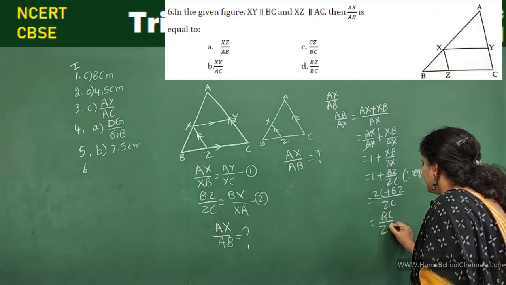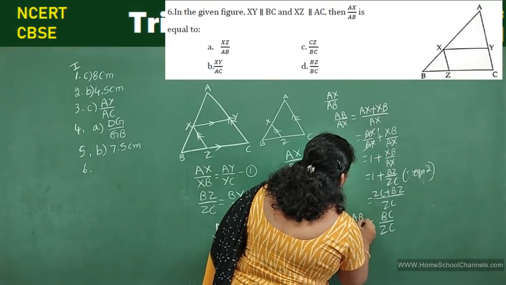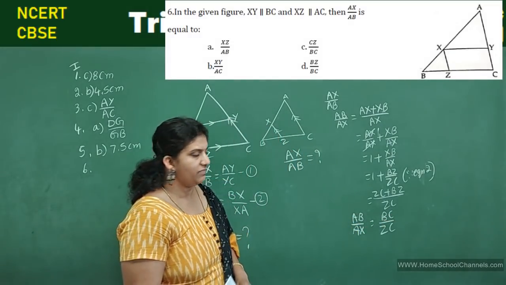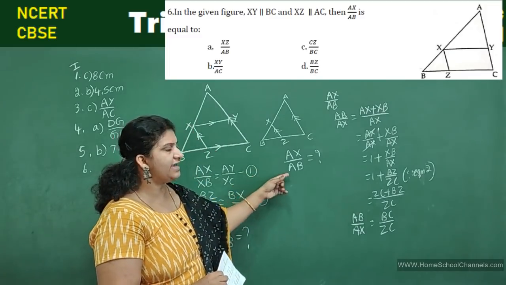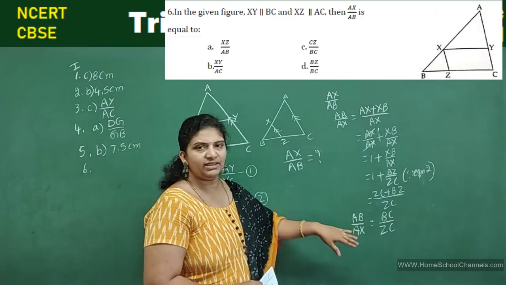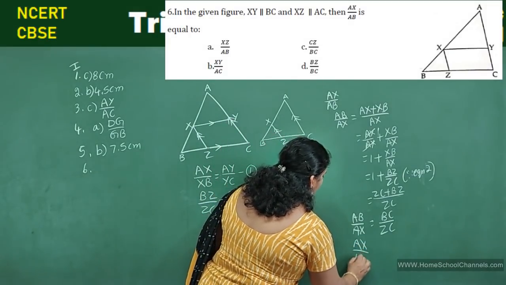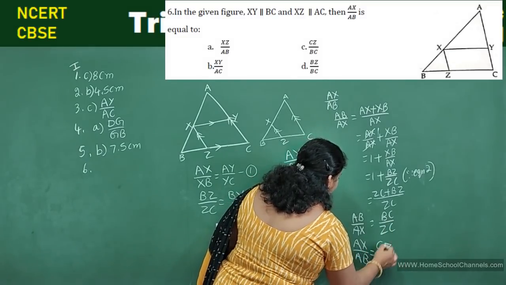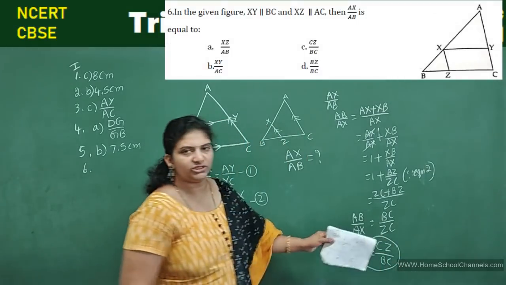Now, AB by AX is equal to BC by ZC, or CZ. You can write it any way. Now, your question is AX by AB. Do the reciprocal again. That is AX by AB is equal to ZC, or CZ is the same, CZ by BC.